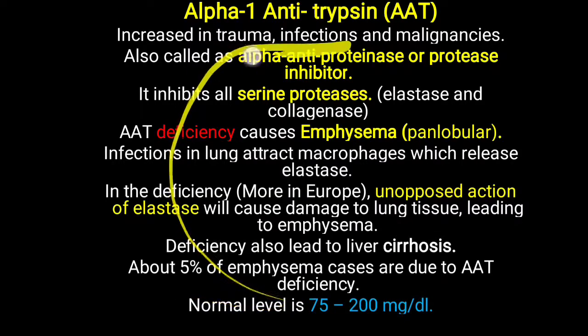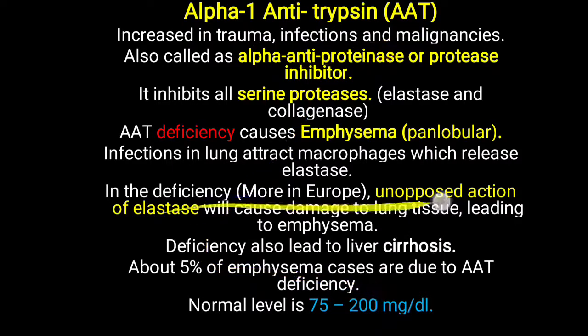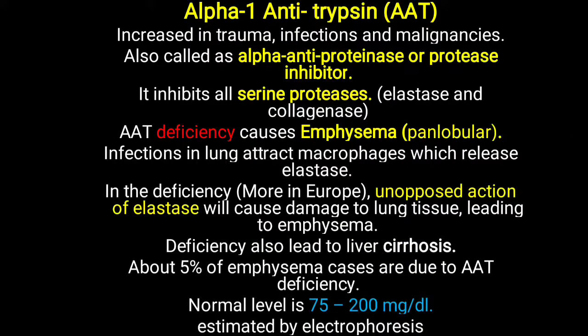Particularly in inflammatory or malignancy conditions, it will be increased, but in emphysema and liver disease, it is found to be decreased, or deficiencies are observed. It is simply estimated with the help of electrophoresis, from the alpha 1 band of the electrophoresis.